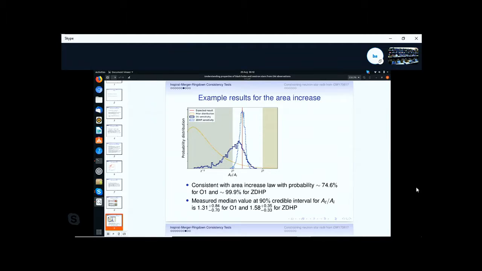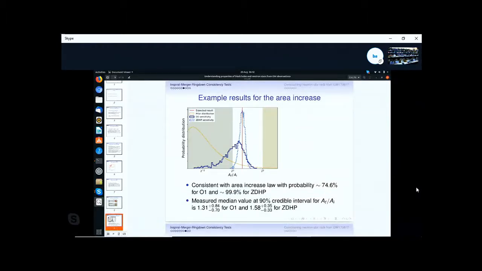The other distributions are two cases. The first is for comparable to O1 sensitivity, and the dashed blue line corresponds to LIGO design sensitivity. You see that the best you can expect for an event like GW150914, what we can do with O1 data, is not so different. A bit different for O2 now. But really the main change will be when we reach design sensitivity. For an event like GW150914, you could confirm the area increase law with a probability of 75%, but this increases to more than 99% when you reach design sensitivity.